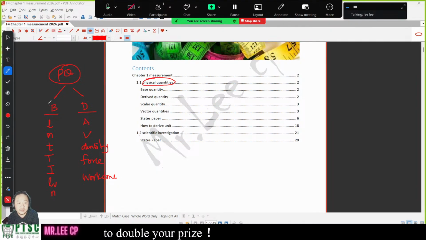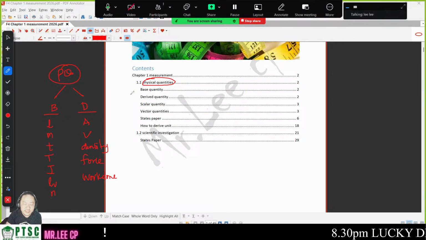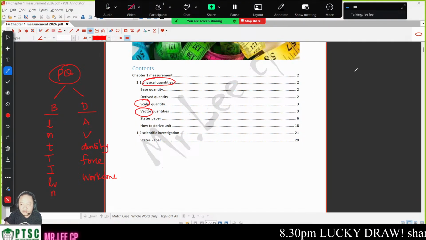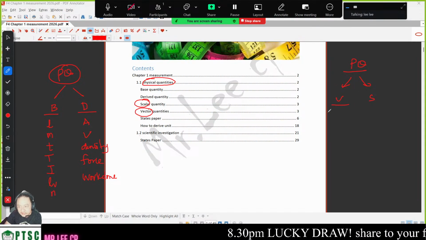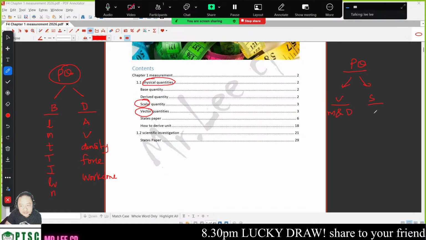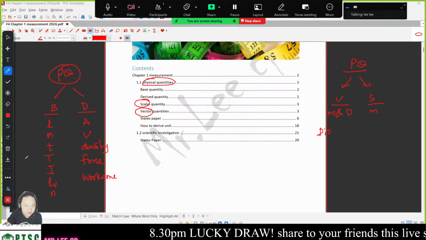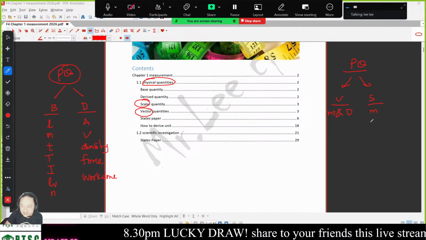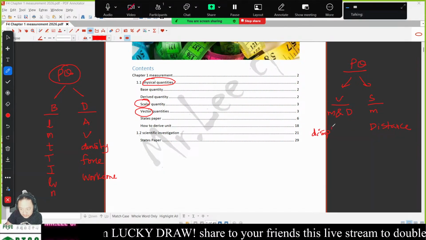But what is base quantity again? Base quantity is the physical quantity that cannot be derived from other physical quantities, right? Then physical quantity can not only be categorized this way, it can also be categorized into vector and scalar. Vector has magnitude and direction. Scalar only has magnitude but no direction. For example, distance is scalar, but displacement is vector.